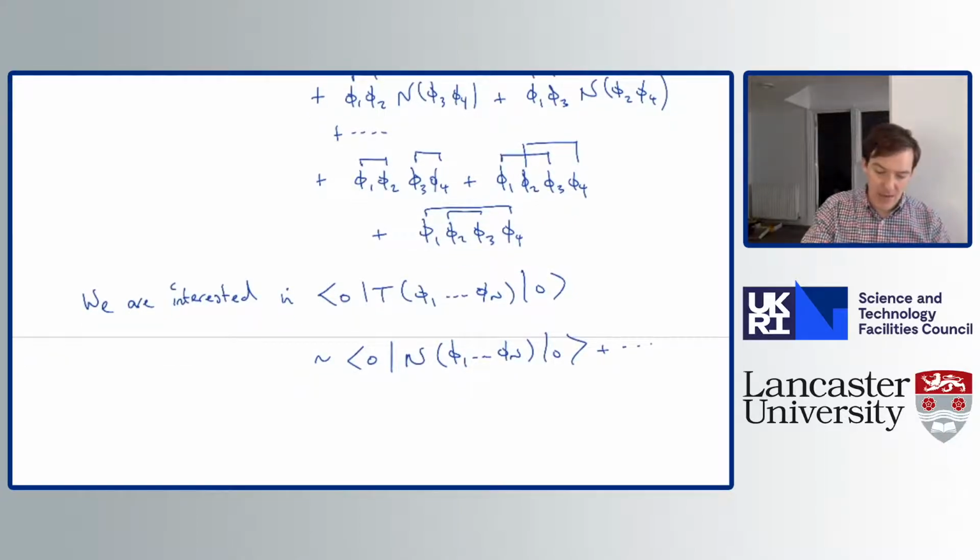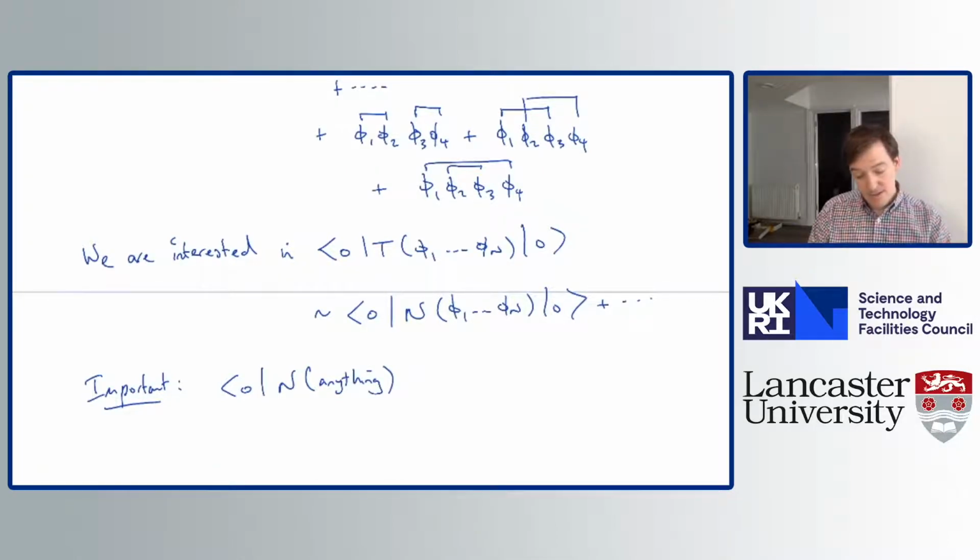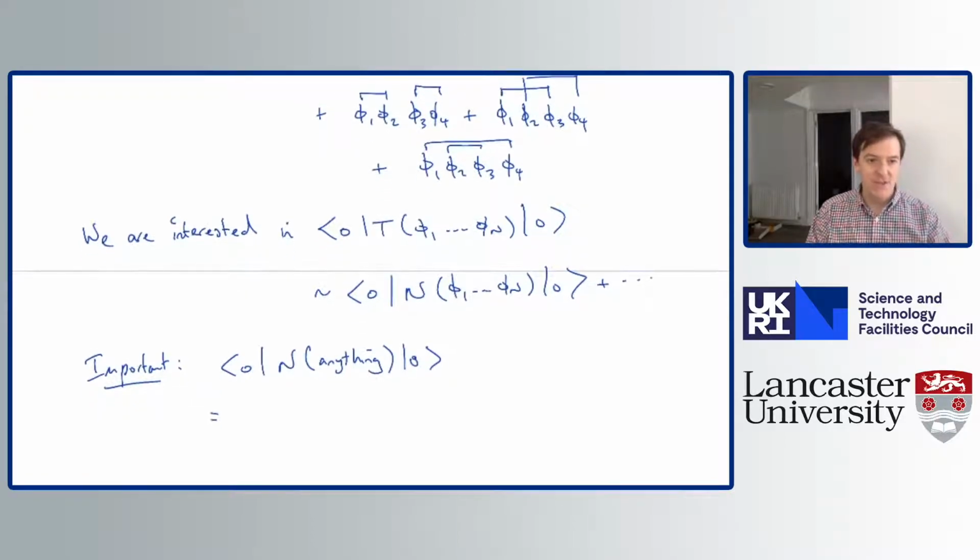We should think about what happens to these normal ordered fields between the vacuum states. Here's an important simplification that we have. The normal ordering operation acting on any product of fields will move all of my annihilation operators to the right. This is what N does.